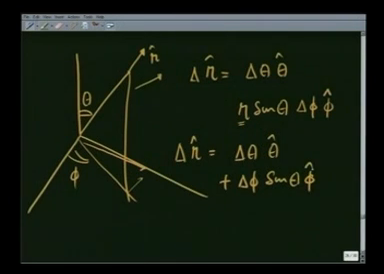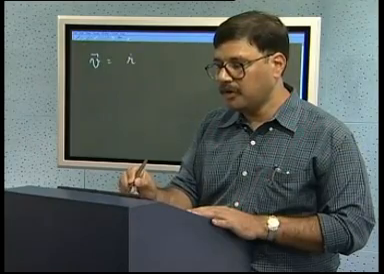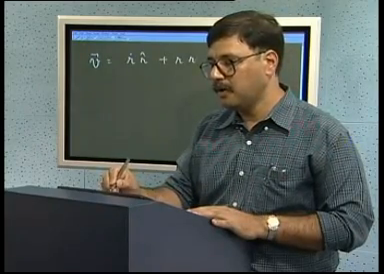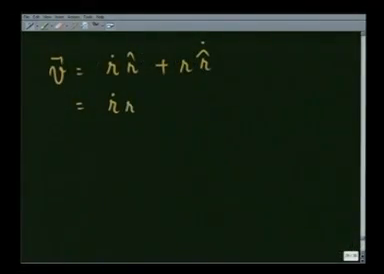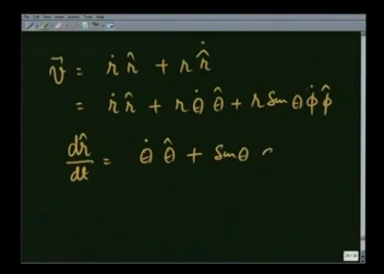sin theta in phi direction, and therefore, dr by dt is going to be theta dot theta plus phi dot sin theta phi. Therefore, the velocity, which is r dot r plus r times the unit vector rate of change, is going to be equal to r dot r plus r theta dot in theta direction plus r phi dot sin theta in phi direction. Let us see whether this, which we derived to be theta dot theta plus sin theta phi dot phi, can be derived directly from the definition.